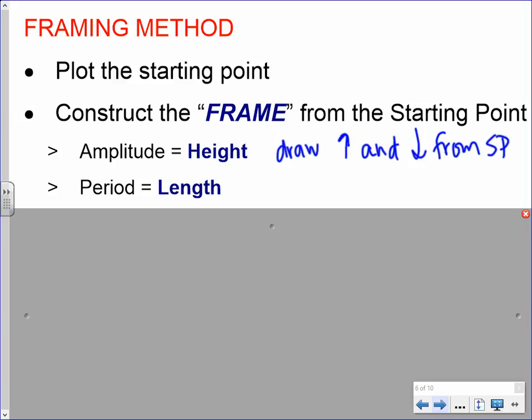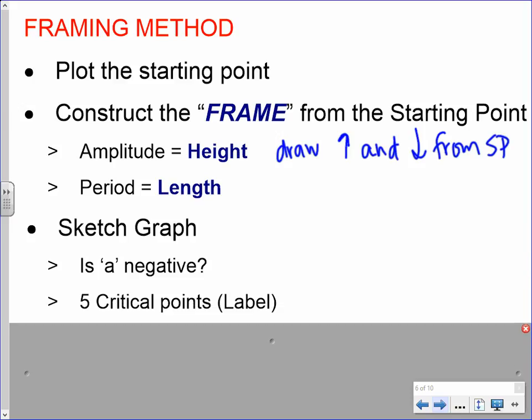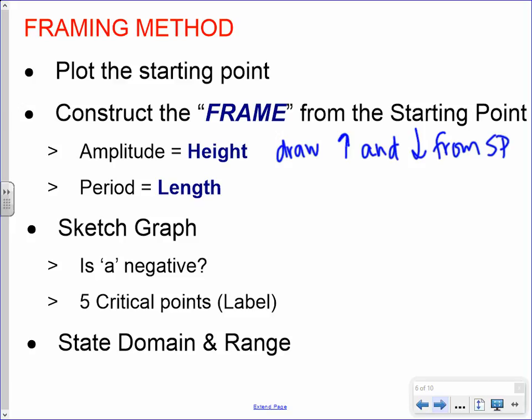Then once you have that rectangle drawn, you have those dotted lines that I told you to make. From there, you will know where to put those critical points, and you will label those 5 critical points, whether on the graph or off to the side in a table, but you will label those points. You will also be asked to state the domain and range of your graph, which we'll practice today. It's probably the least scary calculation that we have to make. It's pretty simple.